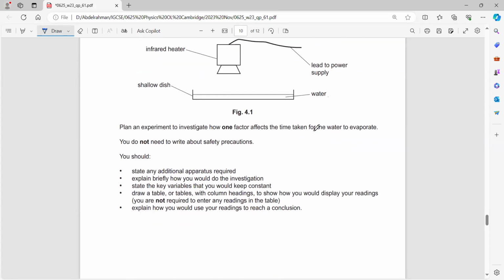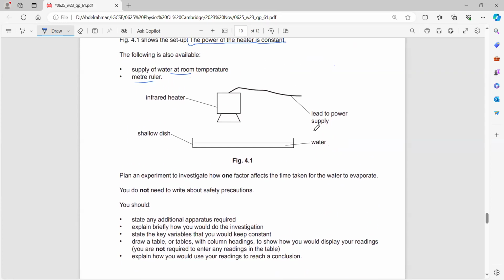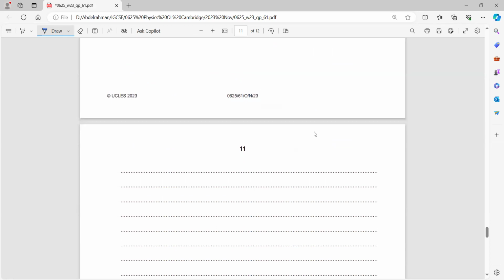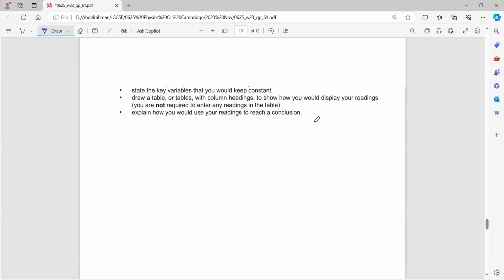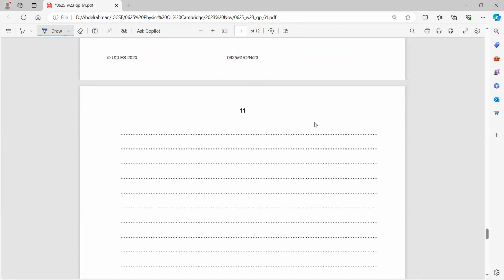For example, I will choose an easy factor. For example, the initial temperature of the water. Okay, I want to choose that. For example, if you'd like to choose the distance of the heater above the water, that would be a factor. If you want to choose the volume of the water, that would be a factor. If you want to choose the surface area of the water, it would be okay. But I want to say that the factor that I will be changing is the initial temperature of the water.